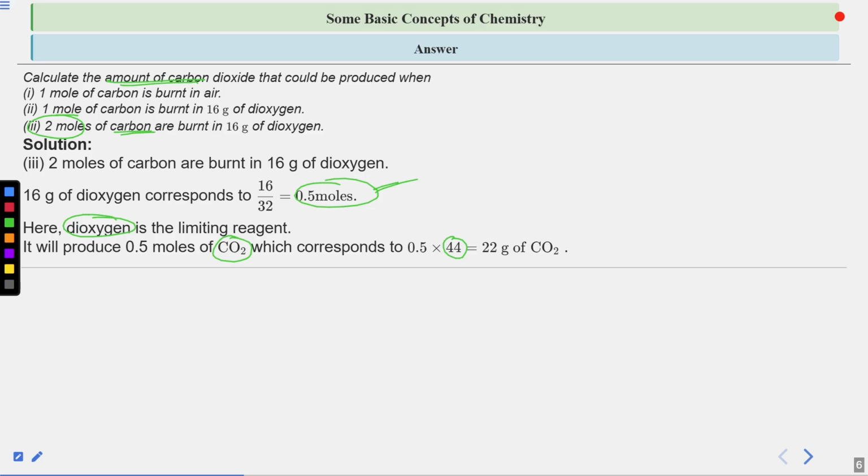Because we want to calculate the amount of carbon dioxide. We want to calculate the mass of carbon dioxide. But we have gotten the moles. To calculate the mass, we simply multiply it by the molar mass. If it is in larger amount, then it is in excess. The one which is getting wholly consumed or which is in a smaller amount is called the limiting reagent. So we don't have a name for the excess one.